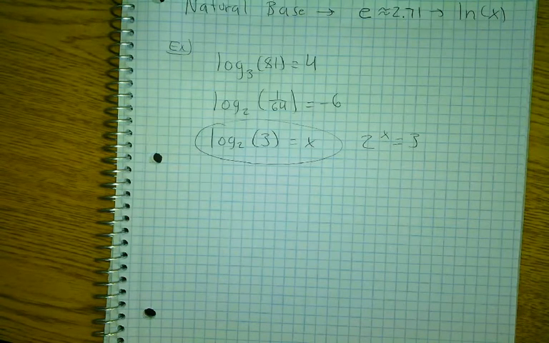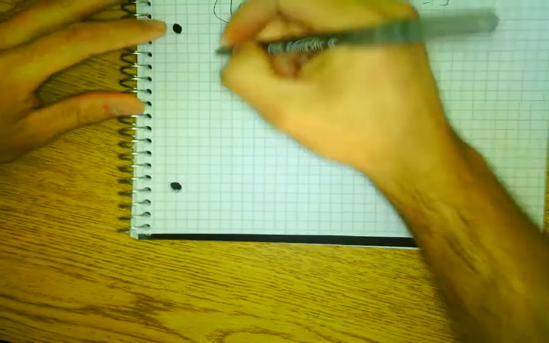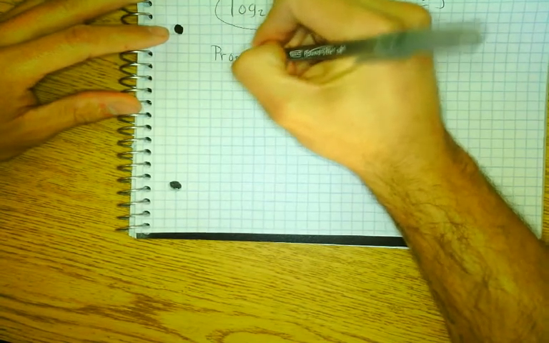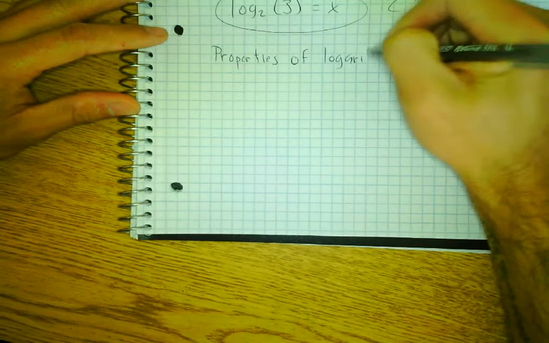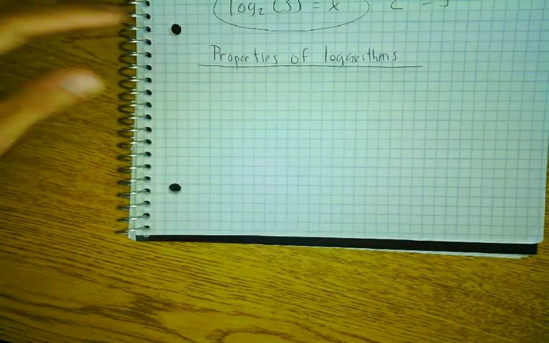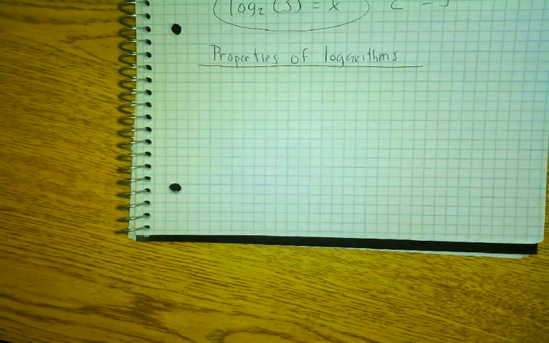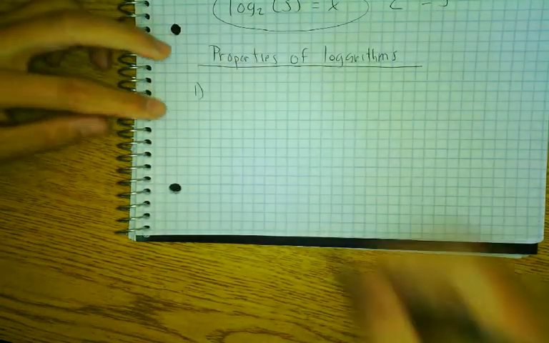Before we go to lunch, there are some properties that I want to talk to you about logs. Then we'll take a break, and then we'll talk about graphing. Okay? All right. Properties of logarithms. There are 5 properties that we'll discuss today, and then there are 3 more that we'll discuss next class. Okay?